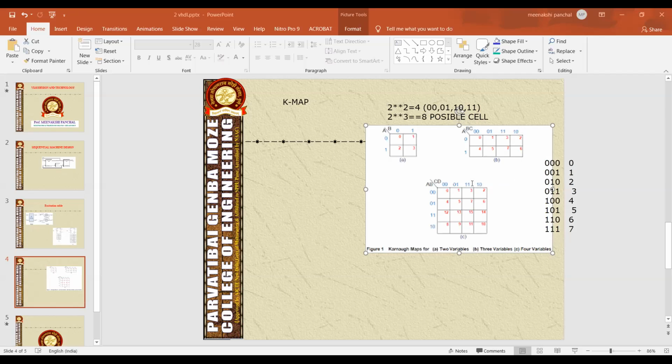Similarly, there are 4 variables, A, B, C, D. For that, 2 raised to the power of 4 gives a total of 16 possible combinations. So the 16 cells are organized in a K-map. Here there are a total of 16 cells, and such combinations will occur.